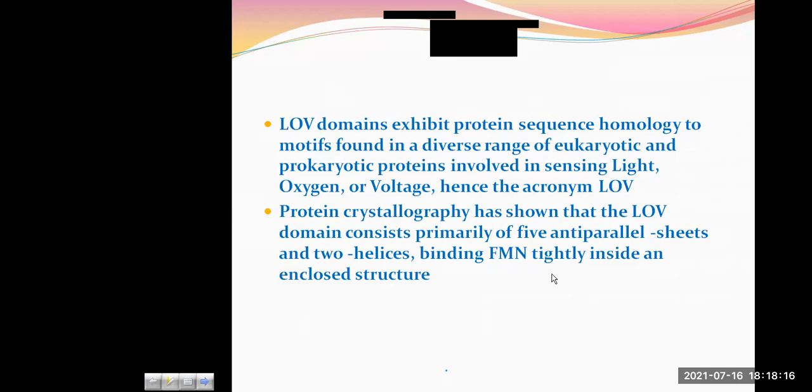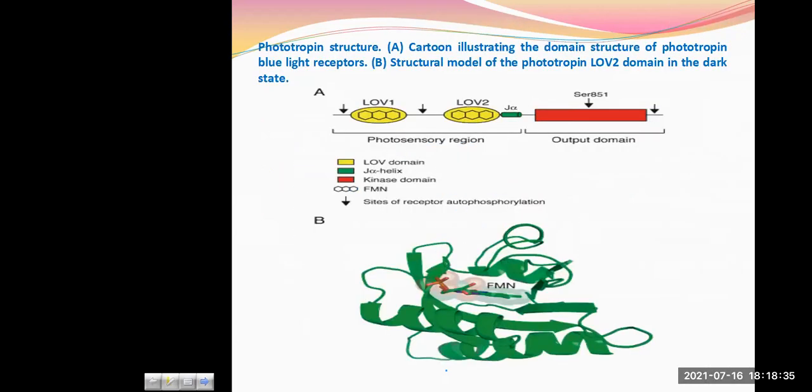What is meant by these 5 antiparallel sheets? For example, this is one sheet, number 1. It has 2 terminals, N-terminal and C-terminal. The other sheet would have C-terminal and N-terminal, then again C-terminal and N-terminal. Likewise, the third sheet has N-terminal and C-terminal. This is called the antiparallel sheets, 5 antiparallel sheets. This is the protein phototropin structure.